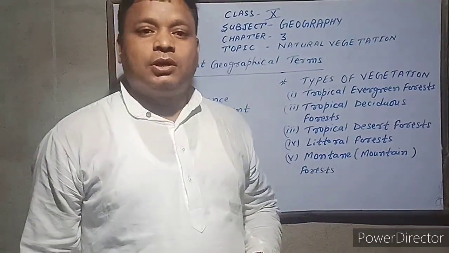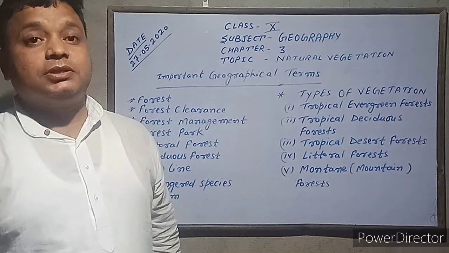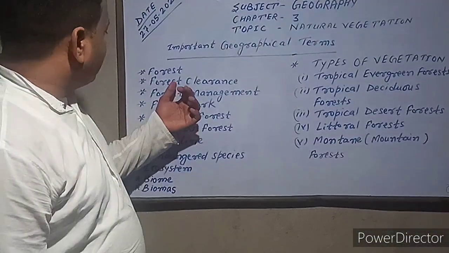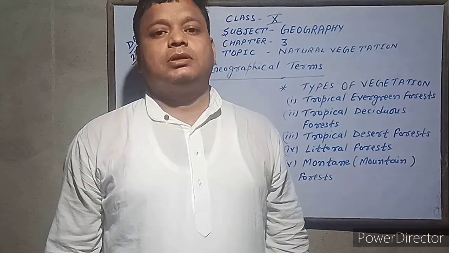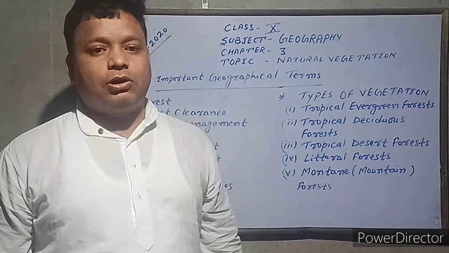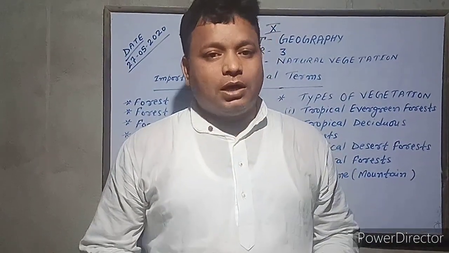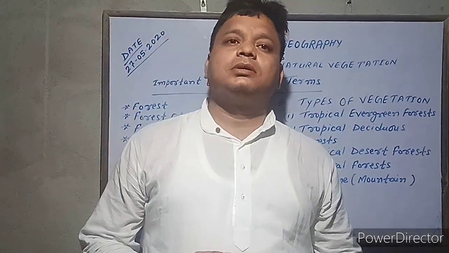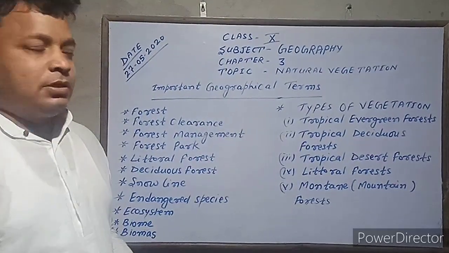What is forest? Forest is a wide area covered with vegetation, especially trees. It is known as a forest, student. Second, I am going to teach about forest clearance. Forest clearance, student, is the removal of woodland in order to establish land which can be used for arable production, human settlement, industries, etc. This is known as forest clearance.